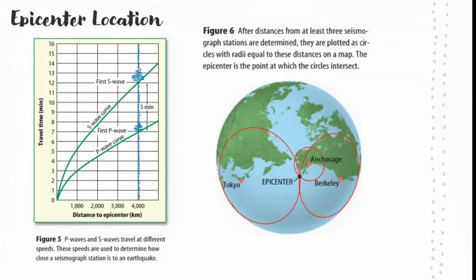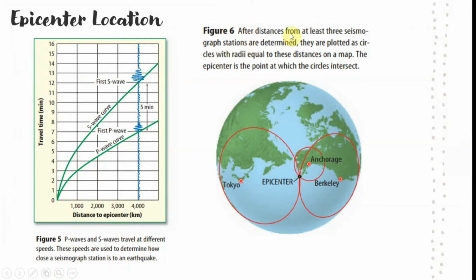Now, how do scientists, or to be more specific, seismologists, find out where the epicenter of an earthquake is? Well, when seismic wave arrival times are recorded at a seismograph station, the distance from the station to the epicenter can be determined. The farther apart the arrival times for the different waves are, the farther away the earthquake epicenter is. This difference is shown in this graph. Here you have the P waves and the S waves. So these speeds are used to determine how close a seismograph station is to an earthquake.